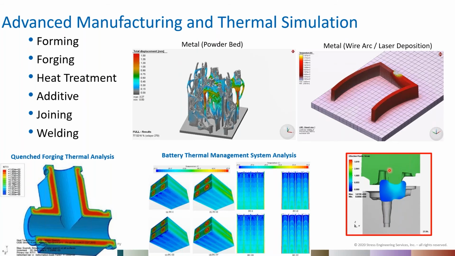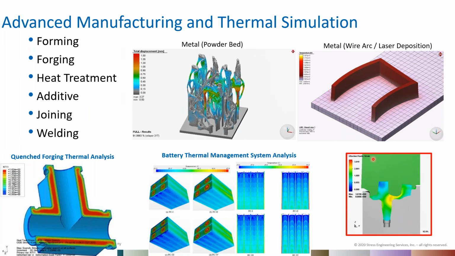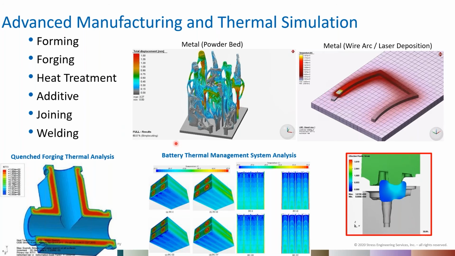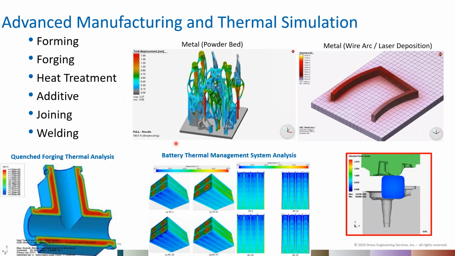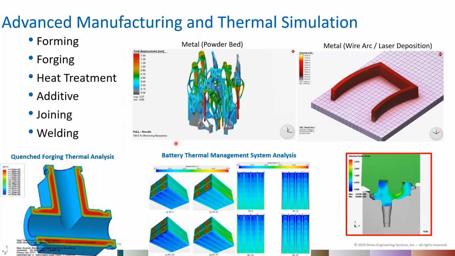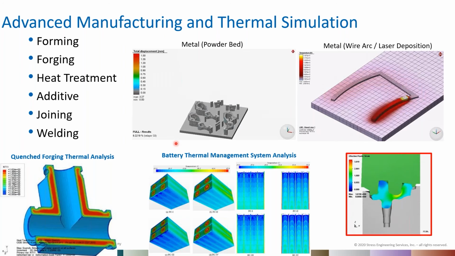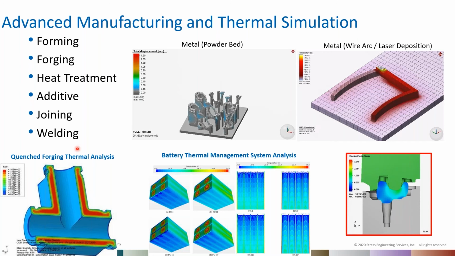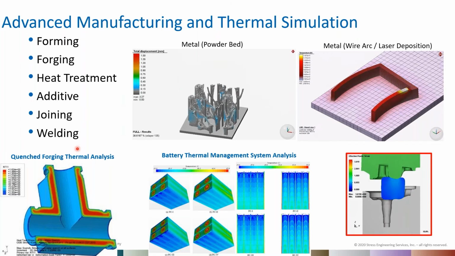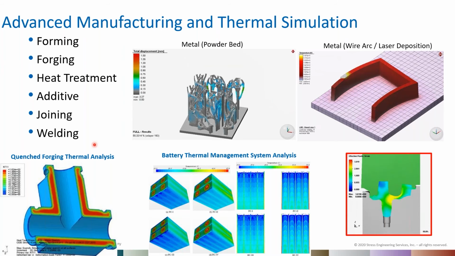different effects on the plastic strain of elastomeric materials during a molding operation, battery thermal management analysis, looking at how batteries can interfere with each other or conduct heat to each other, which is a really important part of our lives nowadays and a big safety component. We do analysis on quenched forgings and how that can affect the material properties.